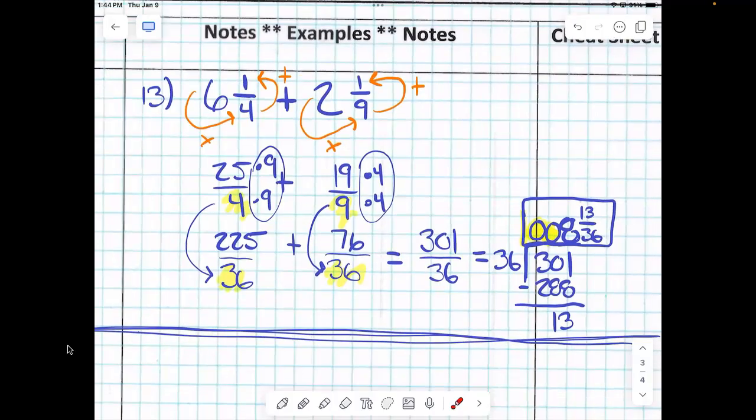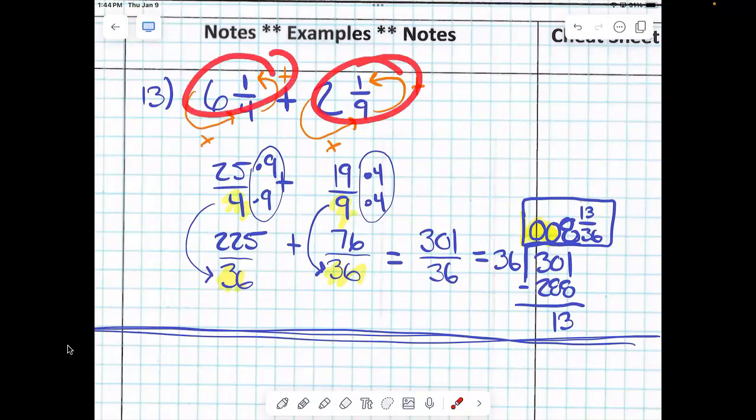Got lots of questions for you. Can I add these two numbers together, yes or no? No. Why? Because they're mixed numbers. How do I convert mixed numbers to improper fractions? Around the world. So once I go around the world, I got 25 over 4 and I got 19 over 9, right? Yes. Can I add those two together? No. Why? Because our denominators are different.